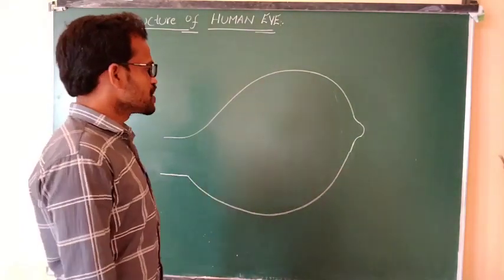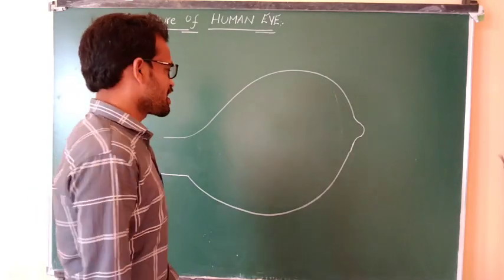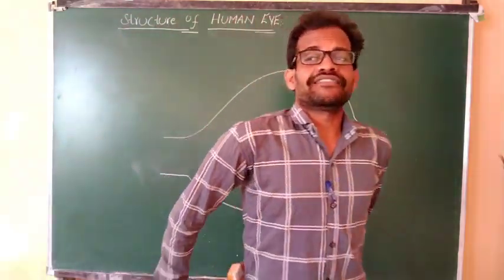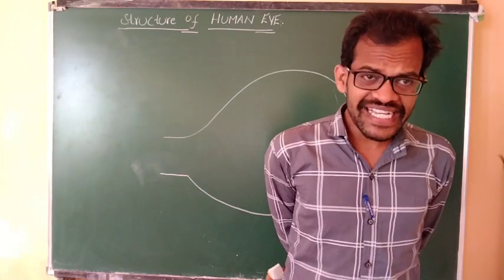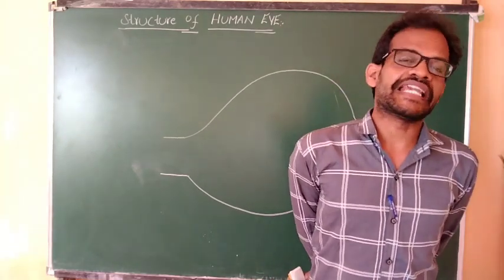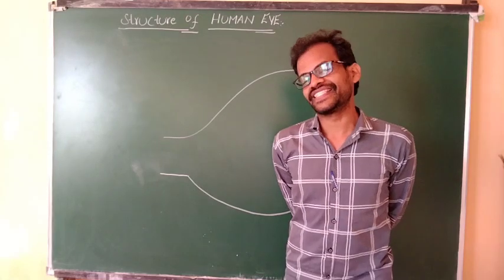Structure of the human eye. If you observe the structure of the human eye, the wall of the human eye consists of 3 layers. The human eye is protected by the 3 layers.